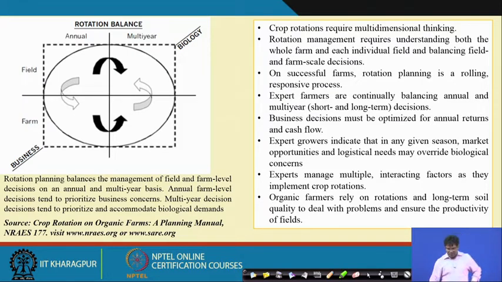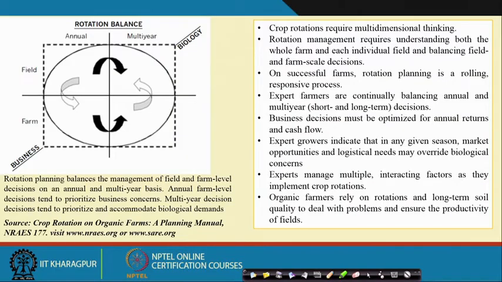And rotation management requires understanding both the whole farm and each individual field, and balancing field and farm scale decisions. So that means, as we discussed, all fields in the farm may not be of the same fertility or the same topography. Some fields may be highland, some fields may be lowland. So, when you go for the rotational design, you have to have a decision making process, with an understanding of the field where you are operating and the whole farm, to make a proper decision.